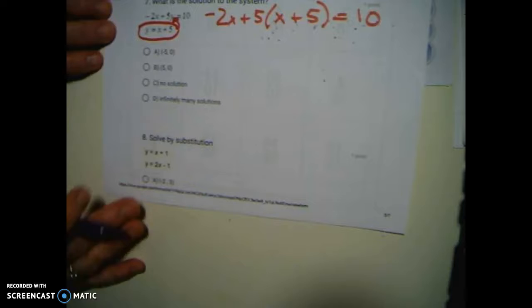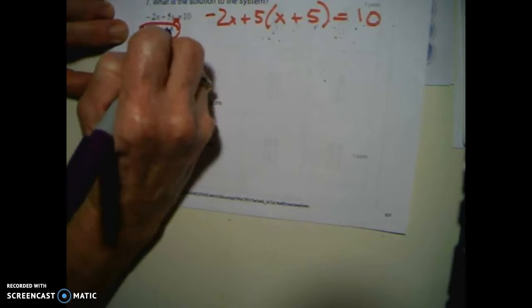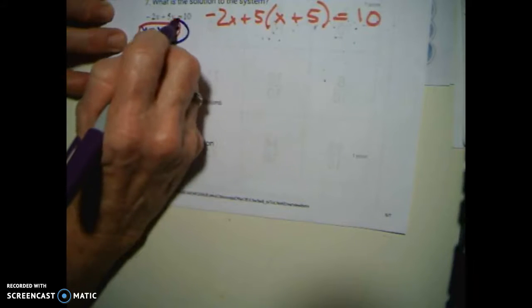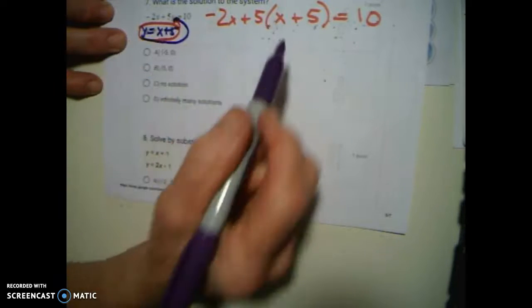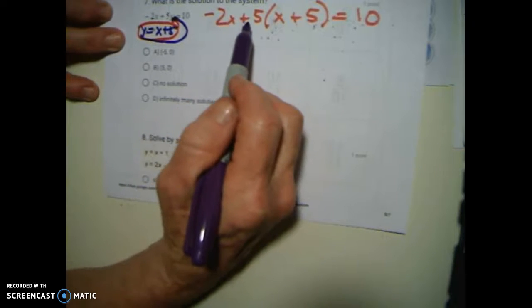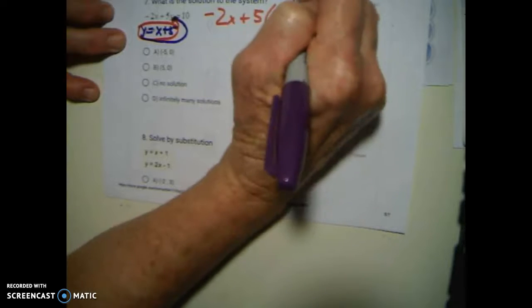Number 7, what's the solution to the system? And I can see here y is equal to x plus 5. So I'm going to do that substitution thing again, where I take a y and I substitute it in wherever I see a y, and I'm left with negative 2x plus 5 times the quantity, and remember it's because that equals y.